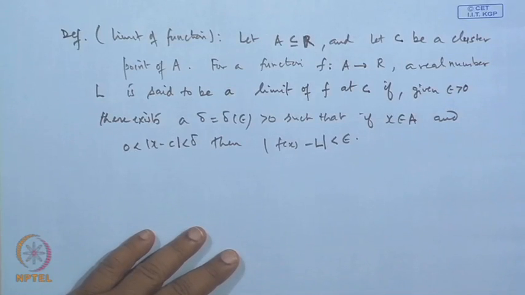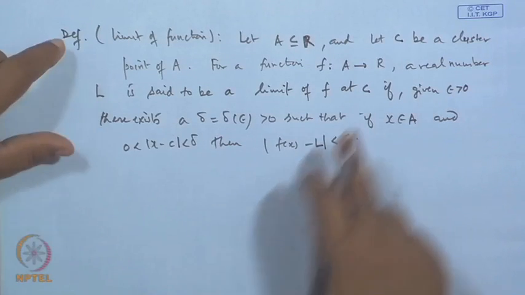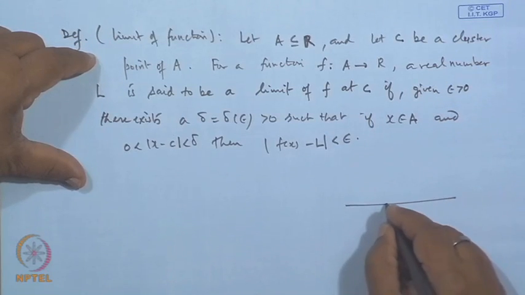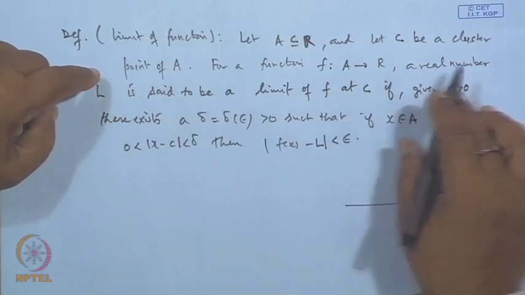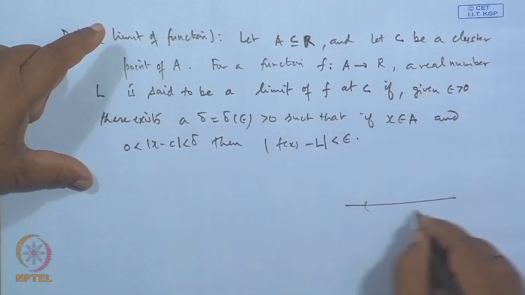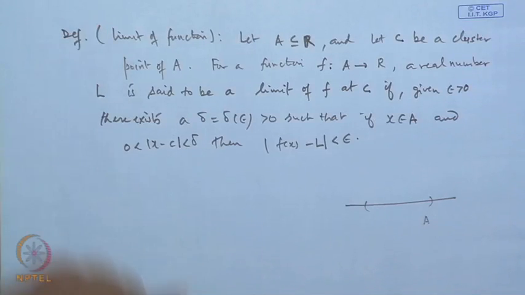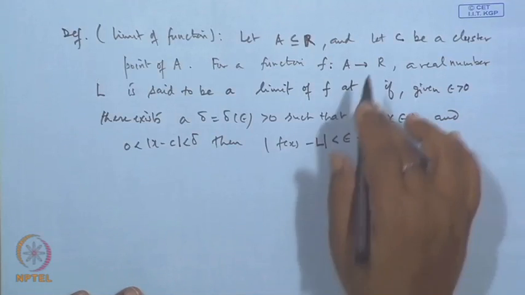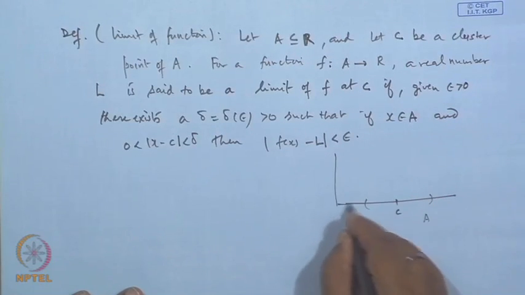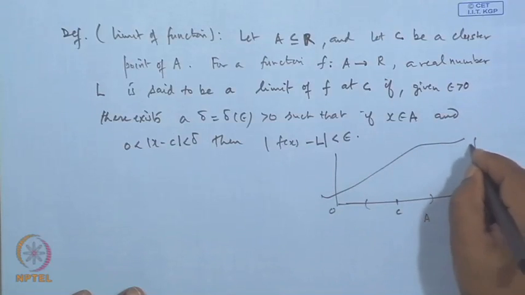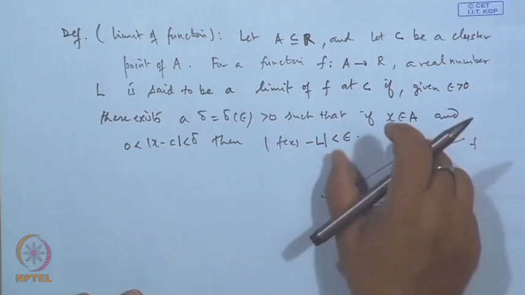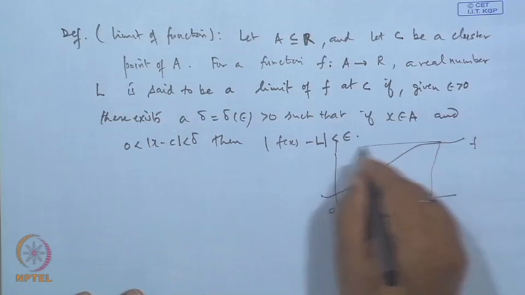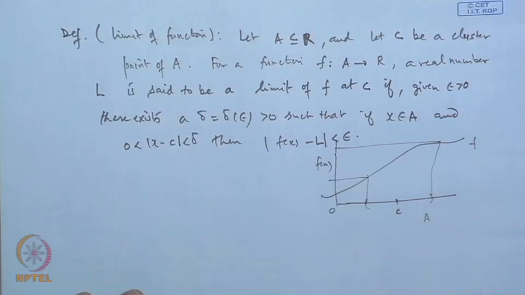So, what is the meaning of this? Here c is a cluster point of a set. Suppose this is the set A, and c is a cluster point for this set A. A function f is defined from A to R. So, this is our function f, which is defined from A to R. Suppose everywhere the function is defined. So, we get f(x) in the range of this.